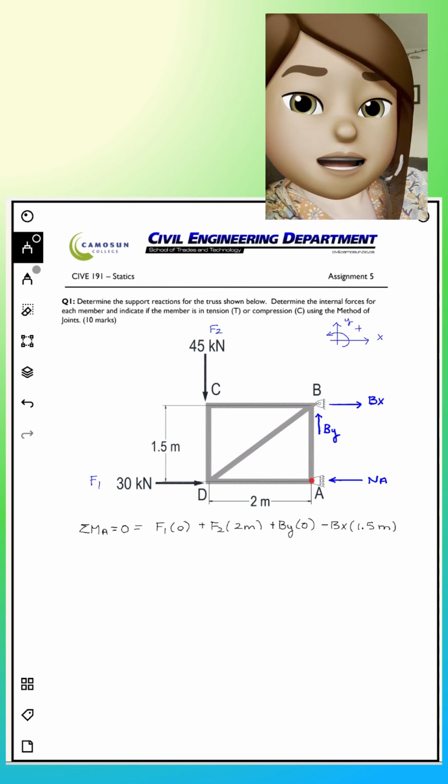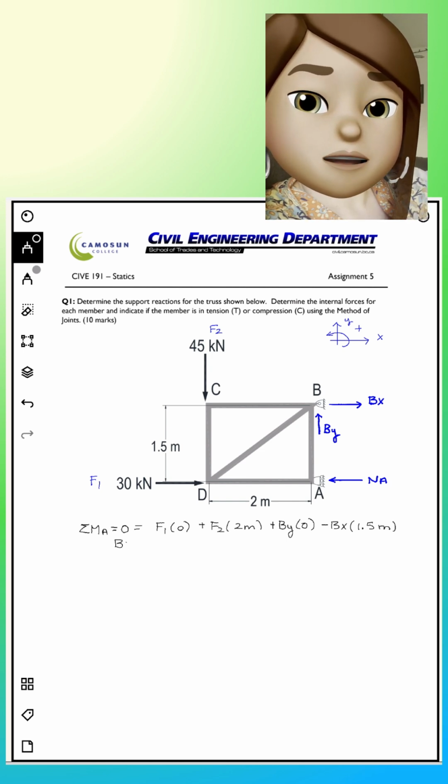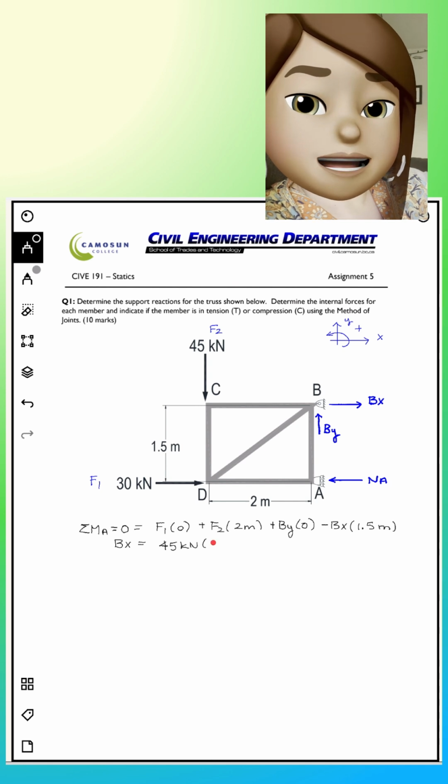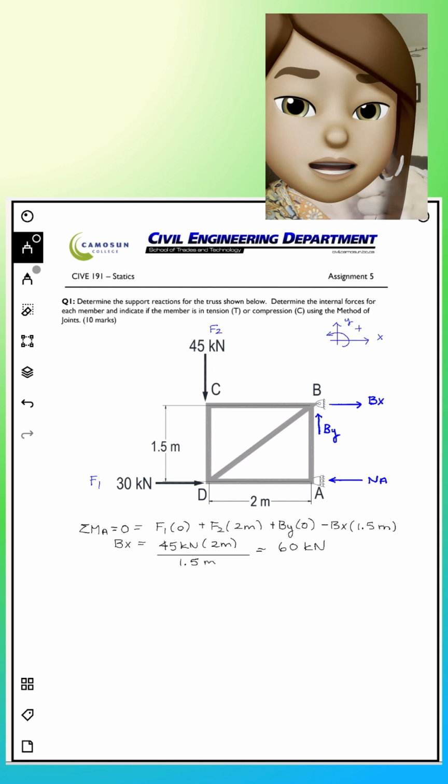Let's see what we got. We'll just fill in the numbers. We've got no moment arm for that F1, so let's not put it in there. We got this F2. We're just going to rearrange this. F2, 45 kilonewtons at that 2 meters, all over that moment arm from BX, 1.5. Stuff it in our calculators. And what do we get? 60 kilonewtons. Came out positive, so we guessed the right direction.